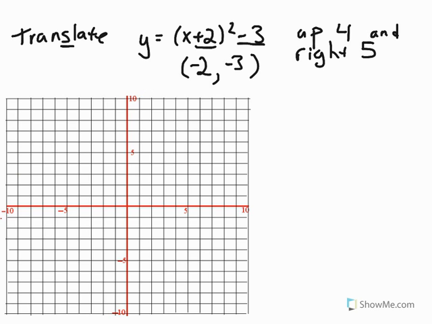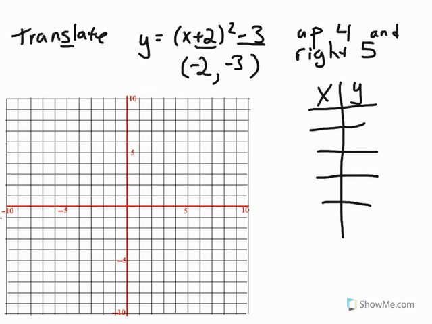Now, the first thing we're going to do is graph this original equation. So we're going to create a table in order to graph that original equation. I like to use 5 points for my table. And since the vertex is the middle of a parabola, I'm going to put the vertex in the middle of my table. Now I'm going to go 1 unit each time to the left: negative 3 and negative 4, and then negative 1 and 0.